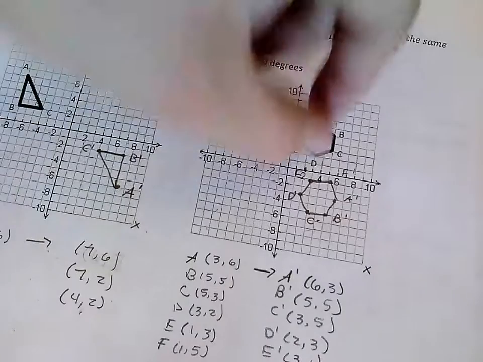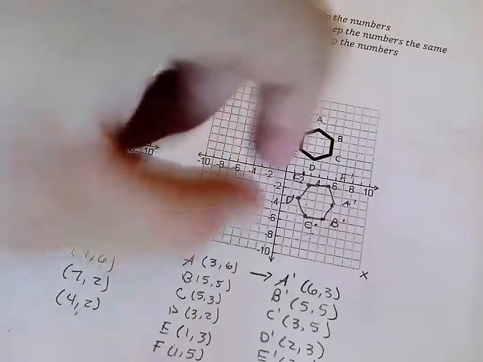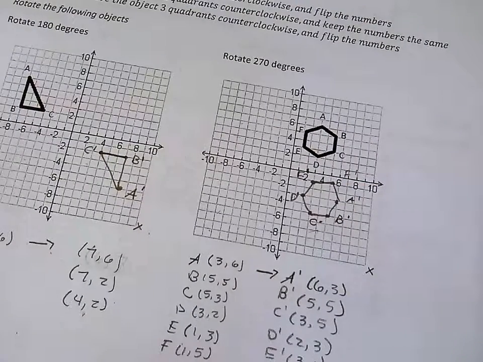And now essentially what you did is you took this object, you rotated it like that, it rotated like that, and then it rotated like that. So that's what your end result should look like.